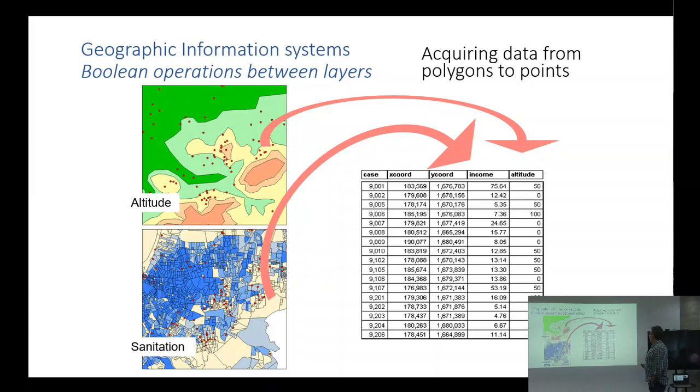We can also extract information if we have, for instance, a survey of geocoded health events. We can obtain from the map some information we don't have in our survey or in our health information register. For instance, the altitude where people live, or the sanitation conditions. We don't need to ask people about sanitation and vegetation. It's impossible to ask someone, what's the vegetation in your area? This is an absurd question in surveys. But we can extract that from maps using simple Boolean operations.